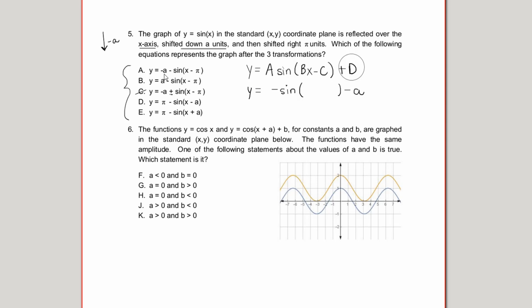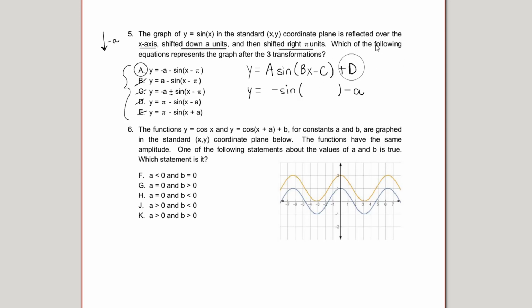So in this case, it looks like we've written it backwards from our standard form, and that's fine. But we know we were going to go negative A, so the only place that we have the negative A is answer choice A. So that's going to be our answer. We could stop at that point, but I'm going to go ahead and show you about the shift right pi units.